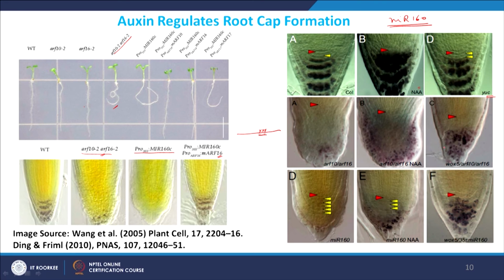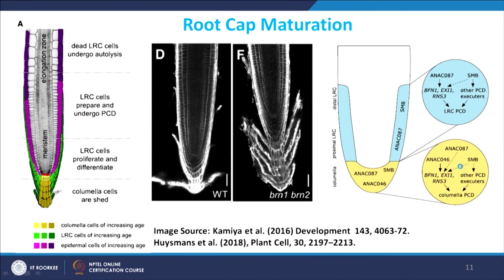Similarly, if you look at this mutant background, and at the complementation, or if you make a double mutant or triple mutant, auxin response factor 10, 16, and combine with WOX5, you can see here that these auxin response factors, microRNA, and auxin all work through the WOX5 pathway, which means that the combination is not basically helping in detail.